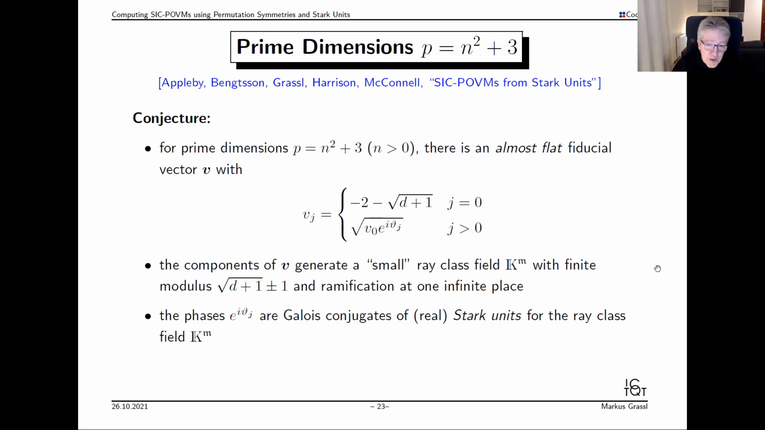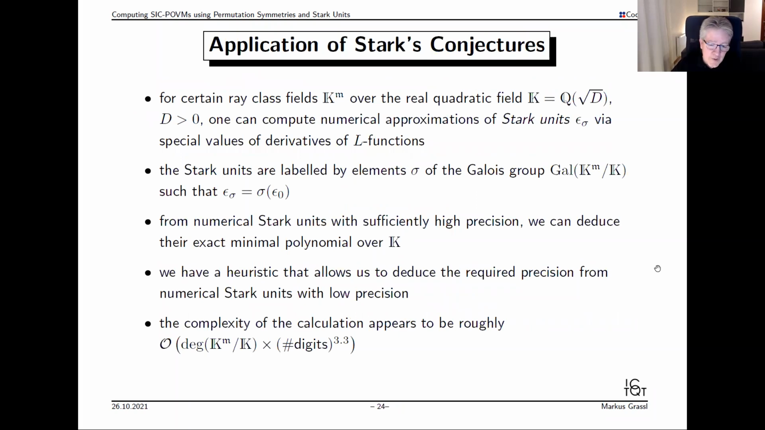I won't really explain what Stark units are, but rather I take the constructive computational approach and ask, what does Stark's conjectures provide us with? So Stark's conjectures tell us that for certain Weyl class field over this real quadratic field, it's not the only case to which Stark makes a conjecture, but that's the case we are looking at. One can compute numerical approximations of so-called Stark units via L functions, which are kind of related to generalizations of Riemann zeta functions.